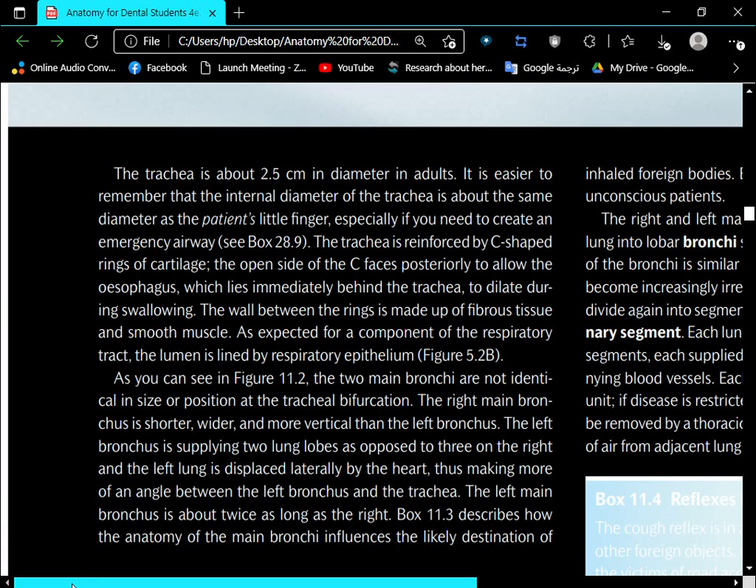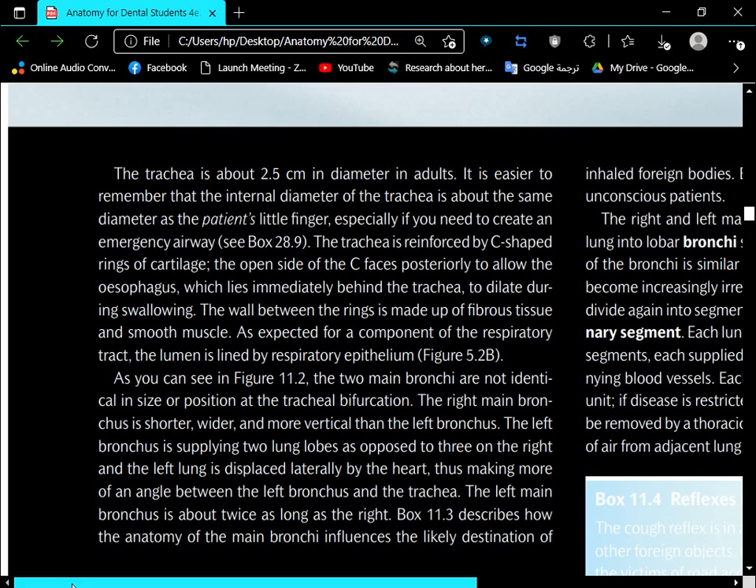The trachea is reinforced by C-shaped rings of cartilage. The open side of the C faces posteriorly to allow the esophagus, which lies immediately behind the trachea, to dilate during swallowing. The wall between the rings is made up of fibrous tissue and smooth muscle. As expected for a component of the respiratory tract, the lumen is lined by respiratory epithelium.